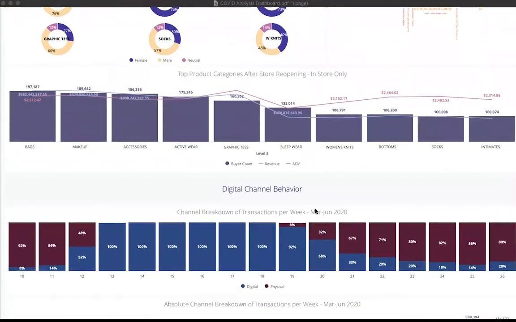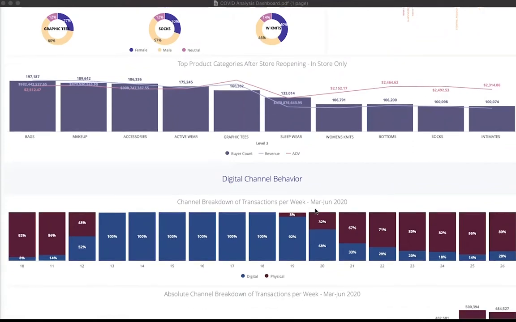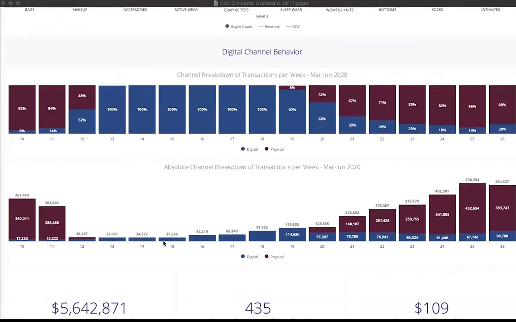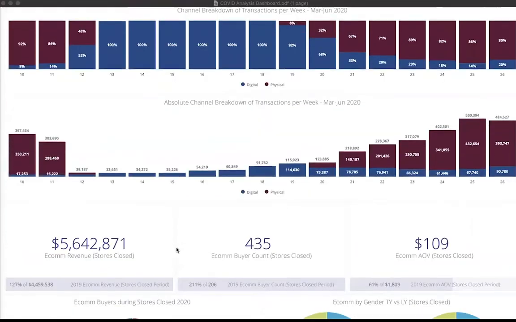Now that we've looked at a high level the business impact and the shift in product preference, the next section focuses on the channel mix. At a high level, we have the channel breakdown of transactions per week from the beginning of March until the end of June. So you can see that this 100% period represents the time when the stores were completely closed. We also have the absolute values of those transactions so that you can see the change in volume.